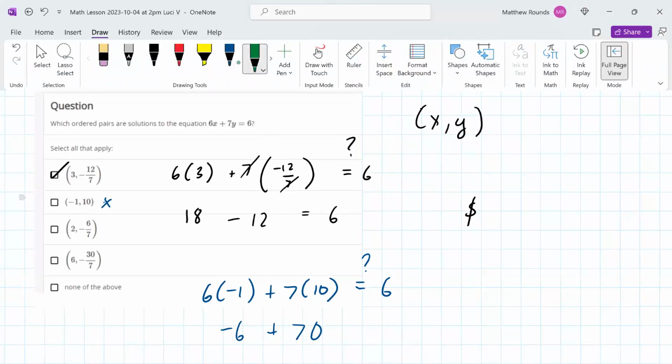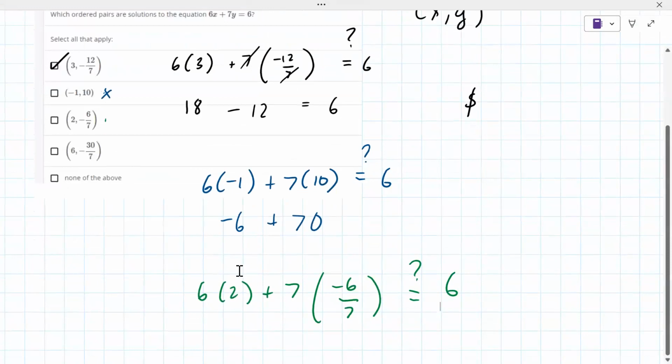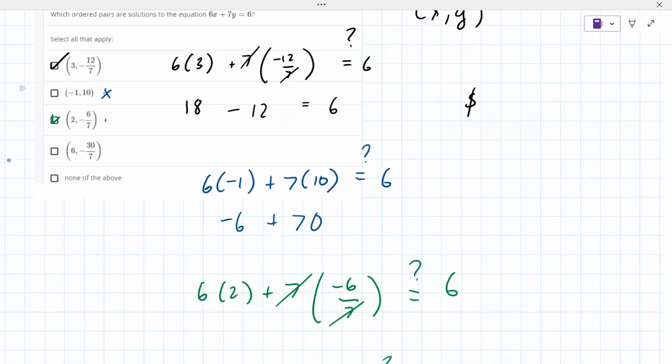Let's look at the third one here. Same idea. You're going to put the x value in for x, the y value in for y, and ask, does this end up equaling 6? So 6 times 2 is 12. When the number in front is the same as the bottom, you can cancel it out. So this becomes plus -6. Does that equal 6? Yes, it does. So we know that that one is also correct.